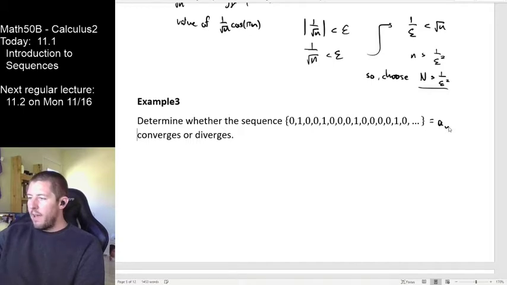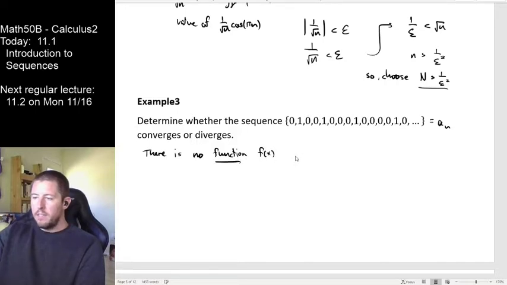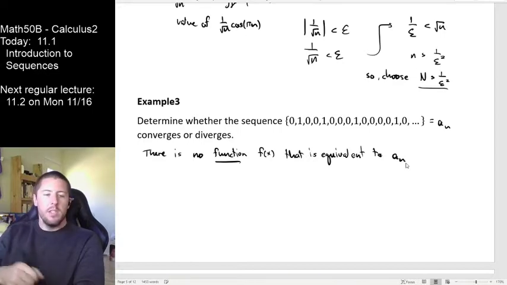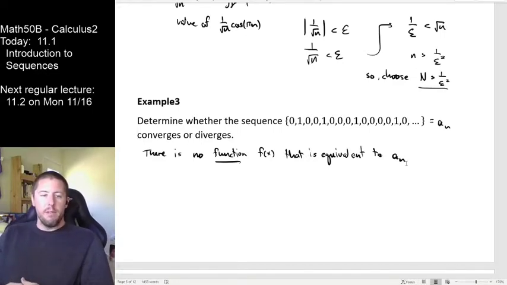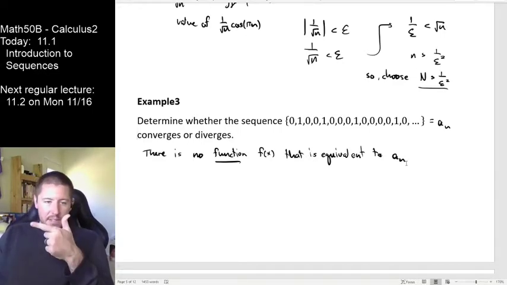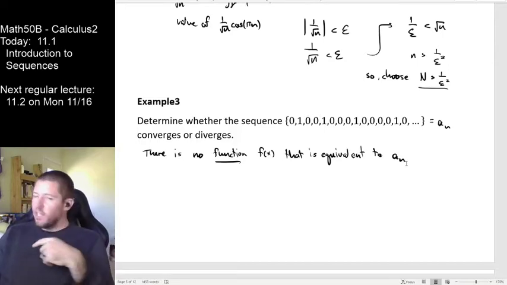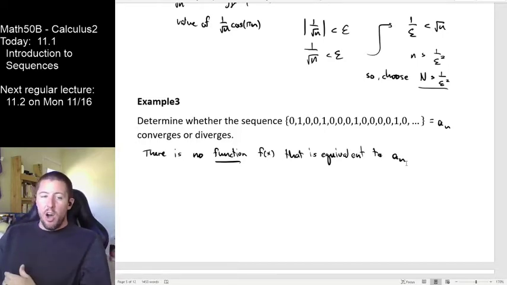So this is our a sub n right here. And very importantly, notice there is no function f of x that is equivalent to this a of n. Right. So our issue here is we can't use what we know about functions to help us out. I can't graph this thing. I can't use my function limit ideas here. We really need to know about our sequence limit convergence ideas here.